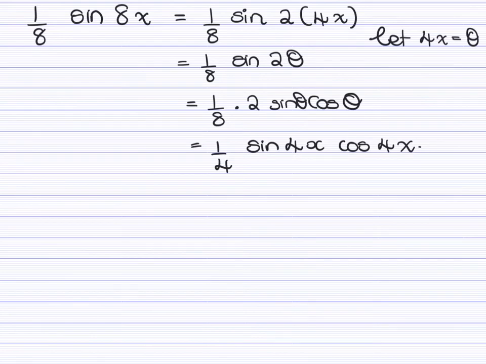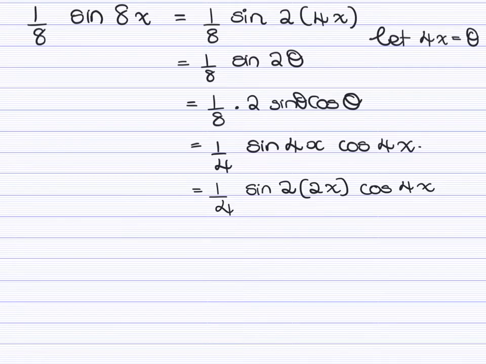The next step would be now to deal with the sine 4x. We're going to do the same thing that we did previously. So this becomes sine 2 multiplied by 2x. The cos 4x, we're not going to deal with that. We're not going to touch that one because this looks like what your answer required.